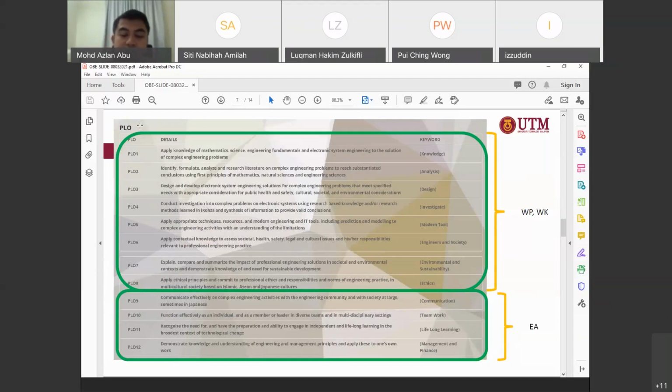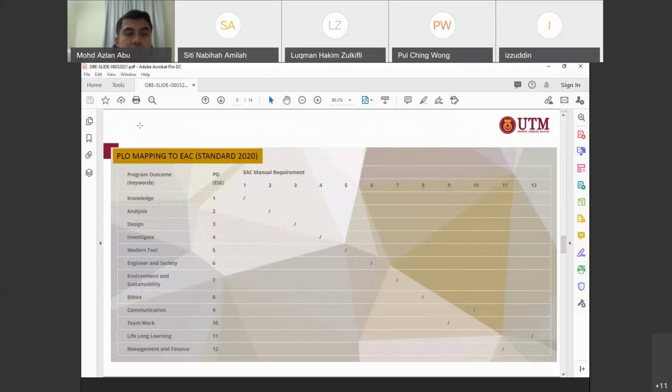So you understand the engineering and management principles, okay? Basically, sometimes the lecturer just measures your assessment based on management, like a Gantt chart. Finance, you do budget and so on. Next, PLO mapping to EAC.